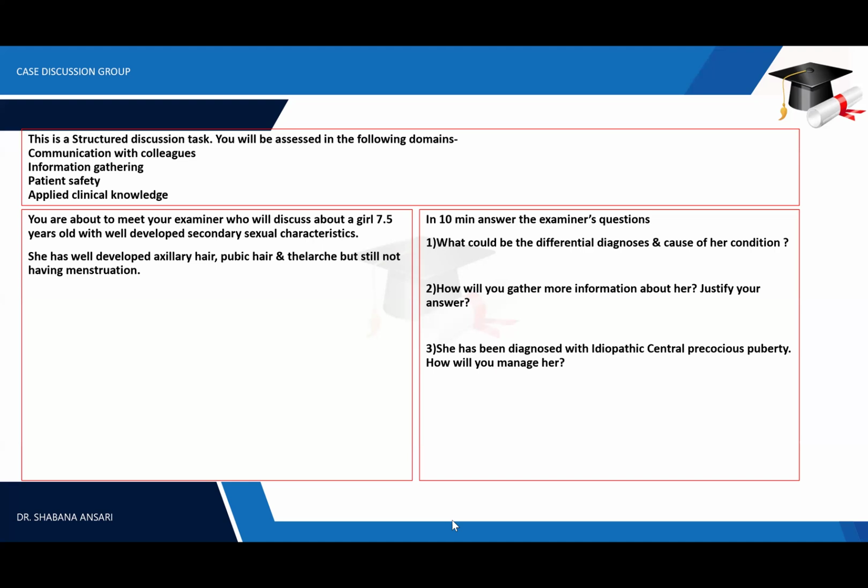To diagnose it, we will do the GnRH stimulation testing, that is the LH-RH stimulation testing. Here we will find prepubertal features. That is, the FSH is more than the LH. In comparison with central precocious puberty, where we find that the LH to FSH ratio is more than 1, here we will find FSH is more than the LH. So this is the differentiating point.